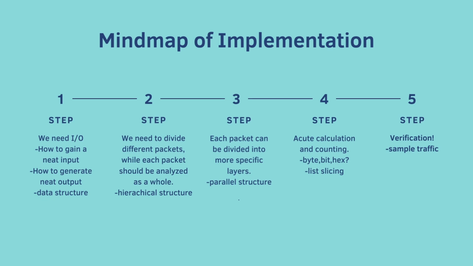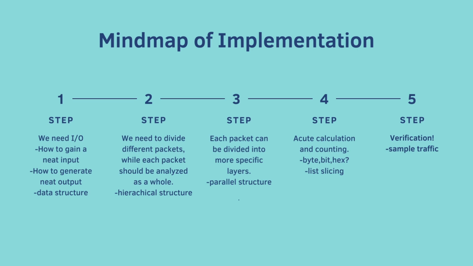So let's get down to the detailed implementation of our source code. The way we structured the whole code takes approximately 5 steps. The first step is that we realized we need an input-output structure. So the question is how we get this input and this output.